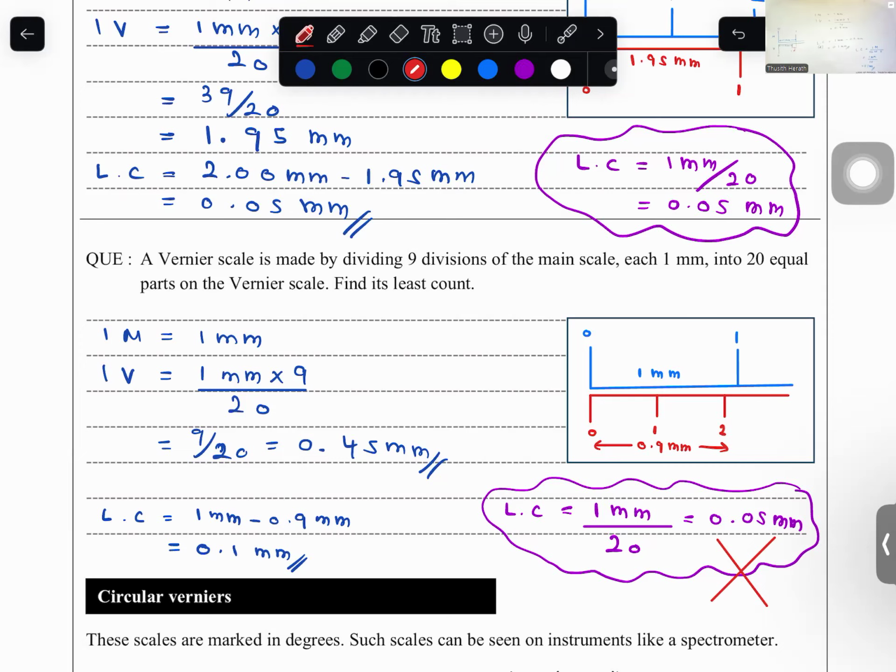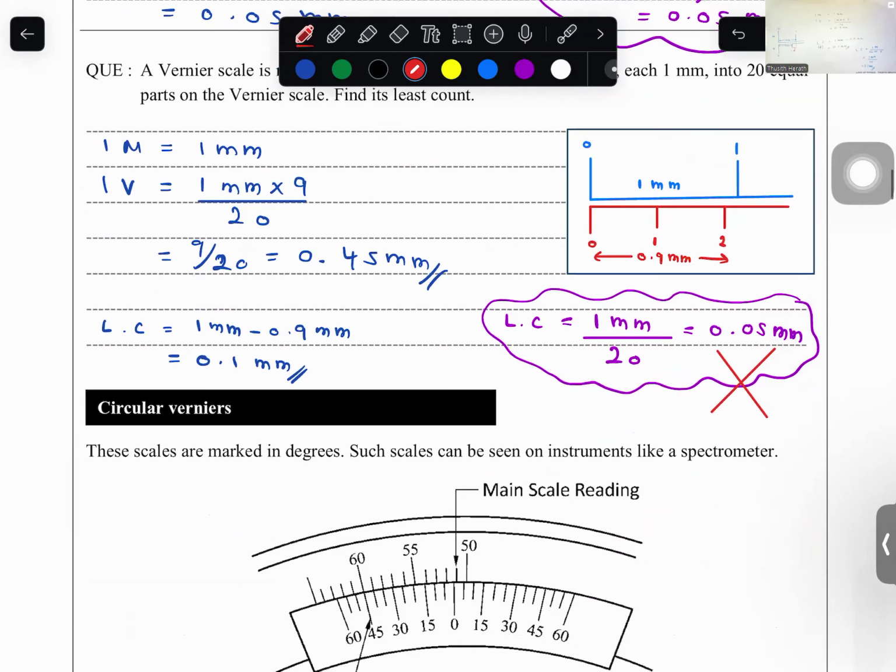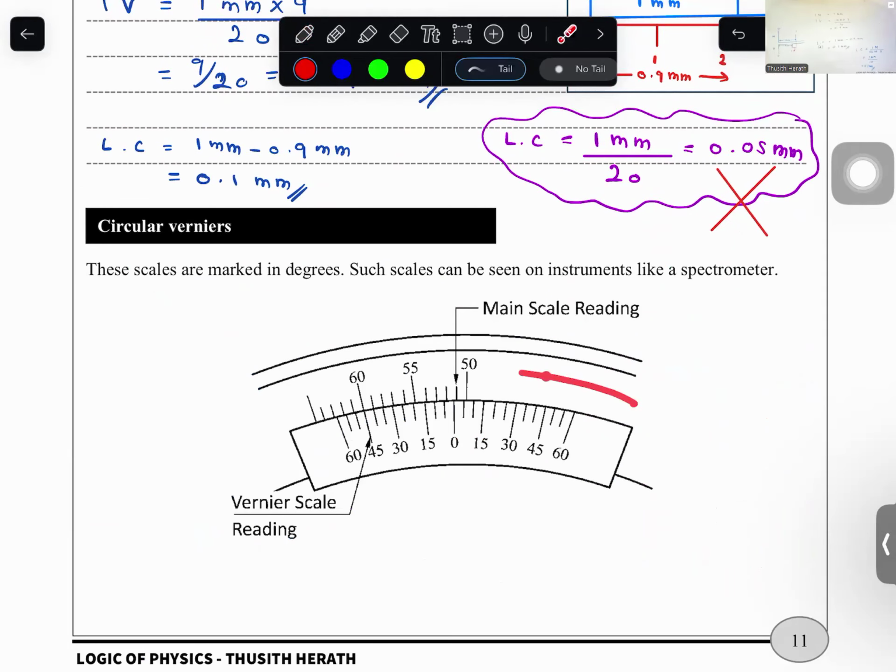There are several types of vernier scales, like circular vernier scales. Let's go for the circular vernier scales. Here it's also simple. The main scale is circular, and the vernier scale also moves in a circular path. You can move it like this, right? These kinds of vernier scales are there in an instrument called a spectrometer. You will learn about the spectrometer in the lesson on light. Until then, you don't need much detail about it. You just need to know that there are these circular vernier scales, right?